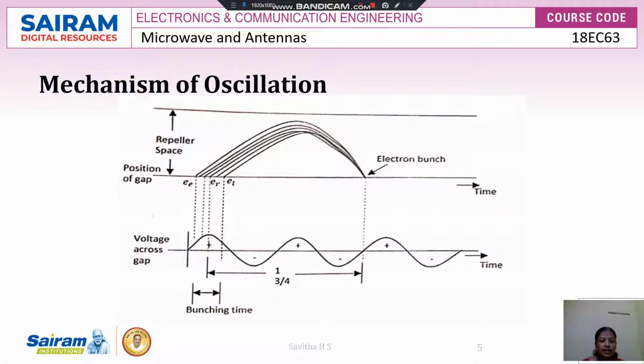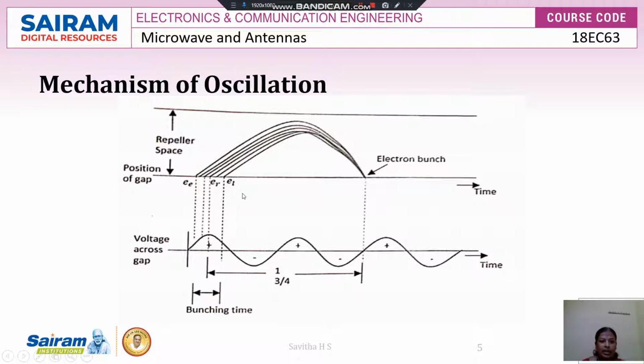So we'll consider another electron, let us say EE, the early electron, which started earlier than the reference electron, reaches the repeller first but returns slowly, reaching at the same time as the reference electron. Now we have another electron, the late electron, EL, which starts later than both EE and ER. However, it moves with a greater velocity while returning back, reaching at the same time as ER and EE.